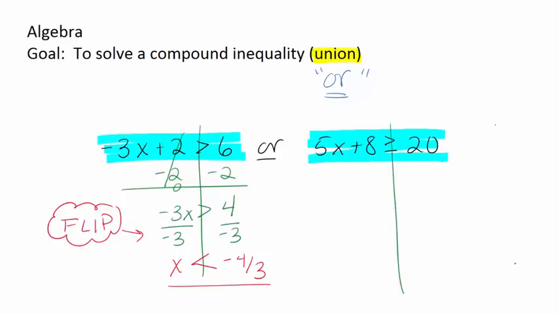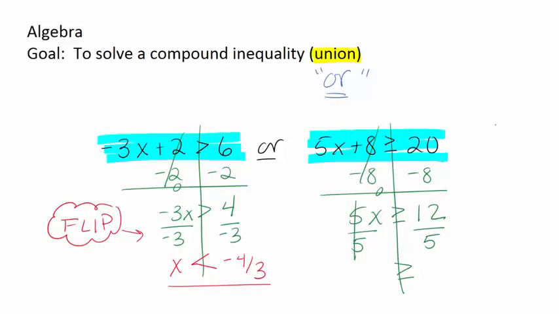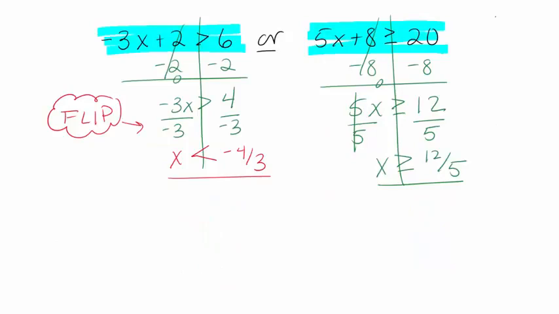On this side, you need to use the same strategies you used. We're going to use the subtraction property of equality to get rid of the positive 8. That leaves us with 5x is greater than or equal to 12. We're going to divide both sides by 5 using the division property of equality. Since we divided by a positive, we do not flip the inequality sign, so we get x is greater than or equal to 12/5. So the next thing we need to do is graph our solution set. So we're going to make a graph of this.